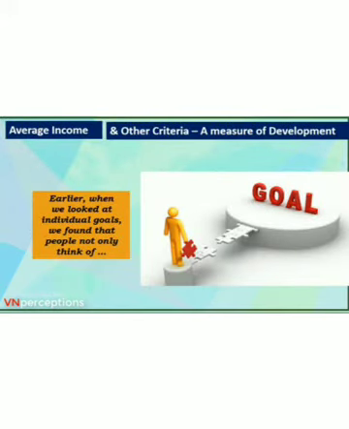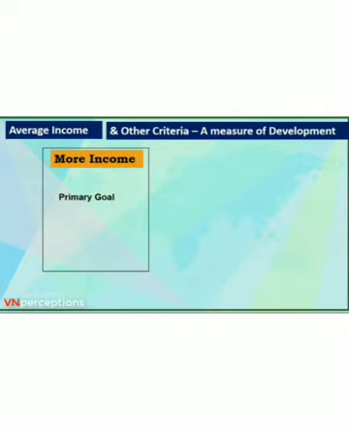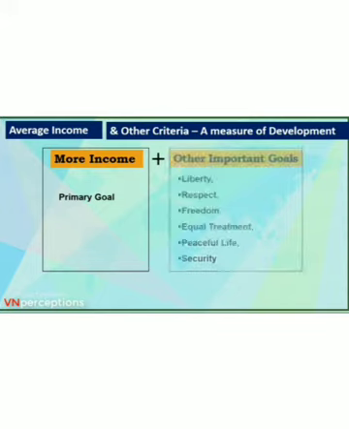Now, on one hand, we have average income and other criteria. On the other hand, when we take individual goals, we find that people not only think about income, but they also think about other things. More income is their primary goal. Apart from that, they also want liberty, respect, freedom, equal treatment, a peaceful life, and security.